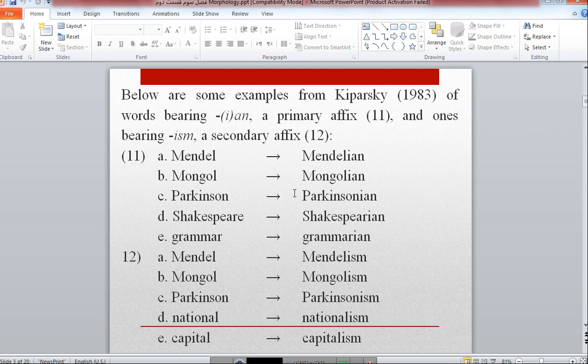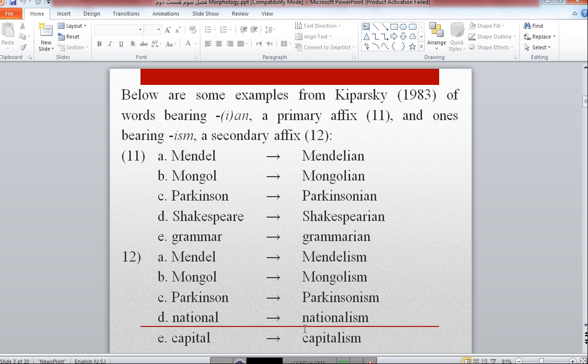Stems with the suffix ism, on the other hand, are stressed on the same syllable as their unaffixed counterparts. For example, national has stress on the first syllable, and nationalism again has stress on the first syllable, like national. This is the first and most famous difference between primary and secondary affixes in English. Primary affixes cause a stress shift, while secondary affixes do not.